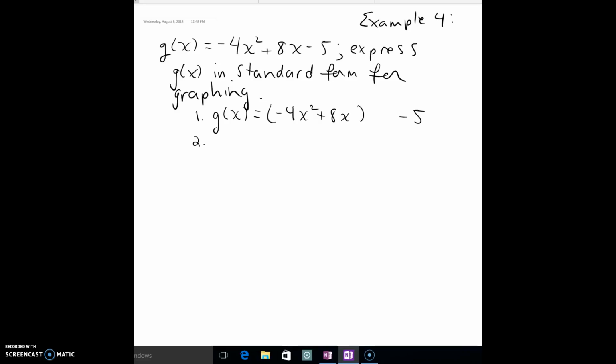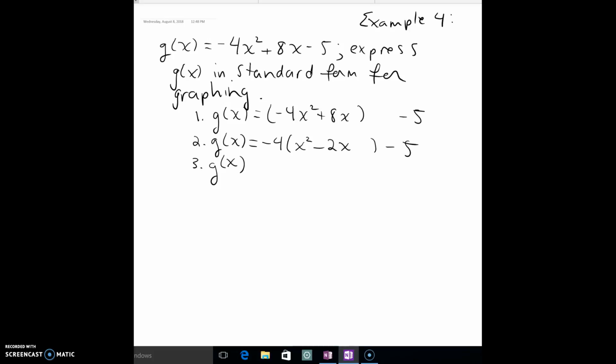Now step 2 says to factor out the coefficient of x squared if necessary. In this case, we do have a coefficient in front of our x squared, and it's negative 4. So I'm going to factor that negative 4 out. And remember, when I factor it out, I have to factor it out of x squared and x. So when we factor a negative 4 out of 8, remember factoring out is the same thing as dividing by, we're going to be left with negative 2x minus 5. Again, all we're doing is rewriting this in a new form, but algebraically it's equivalent to the same form that we started with.